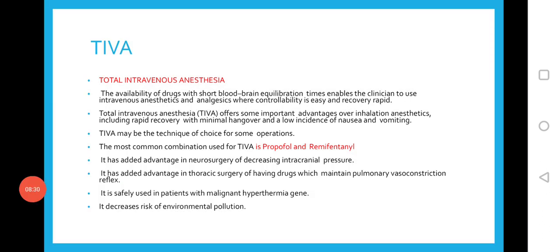The most common combination used for TIVA is propofol and remifentanil. It has added advantage in neurosurgery for decreasing intracranial pressure. It has added advantage in thoracic surgery of having drugs which maintain hypoxic pulmonary vasoconstriction reflexes. It is safely used in patients with malignant hyperthermia gene. It decreases the risk of environmental pollution.